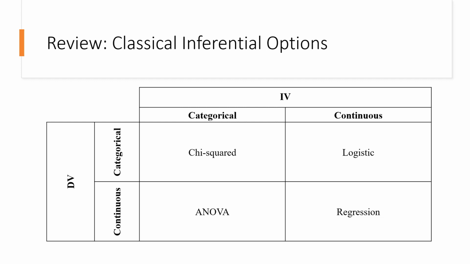If we had a continuous dependent variable and a continuous independent variable, we would use a regression. If we had a continuous dependent variable and a categorical independent variable, we would use ANOVA. And when we have a categorical dependent variable and we want to use a continuous independent variable or a mix of continuous and categorical independent variables, we use logistic regression, which is going to be the focus of this particular lecture.